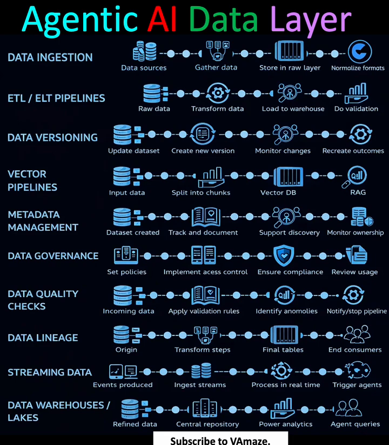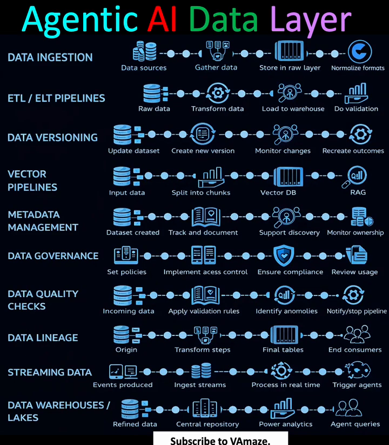Layer 3, data versioning. Data versioning is your time machine. When you update a dataset, you create a new version, monitor what changed, and preserve the ability to recreate any previous state. This is critical for agents. When something goes wrong, you need to know exactly which version of the data produced which result.